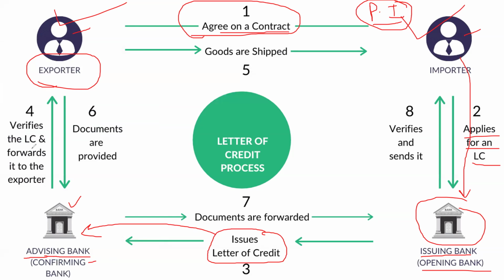This advising bank will verify the LC and forward it to the exporter. So the LC will be delivered to the exporter. Okay, as soon as the exporter gets the documents and the LC, then what will he do? He will do the shipment to the importer. Shipment will take some 21 days, as per the UCPDC guideline. We consider that shipment will take up to 21 days.